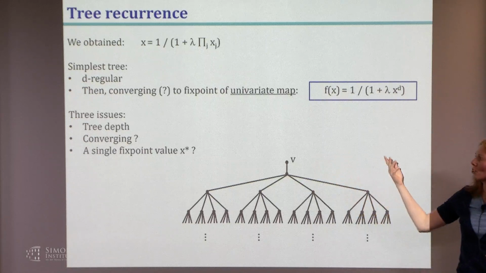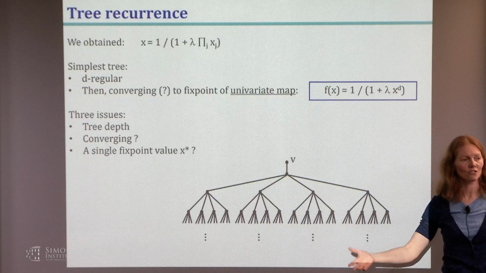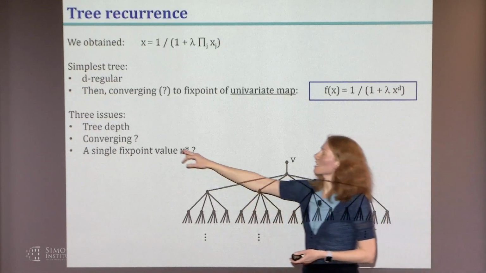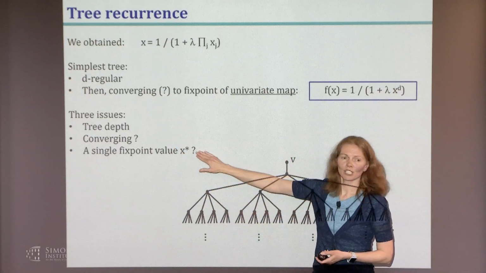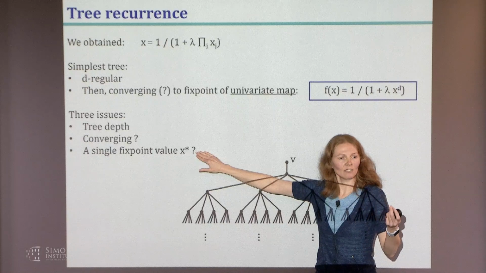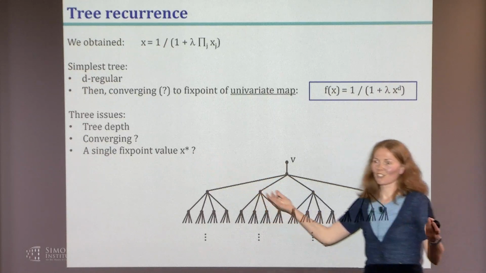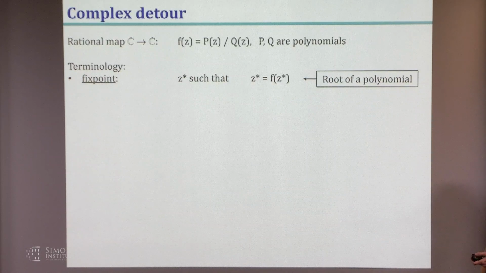But there are some issues we need to talk about. First of all, I don't have the luxury of including an infinitely large tree, but that's a minor thing. Second thing, is it even converging? And the second thing is, even if it is converging, I really wanted some desired activity lambda prime, and I'm getting some x star. Okay, so there are some problems. But let's take a little complex detour first.